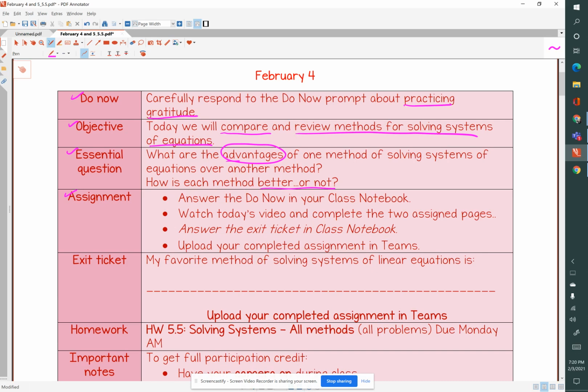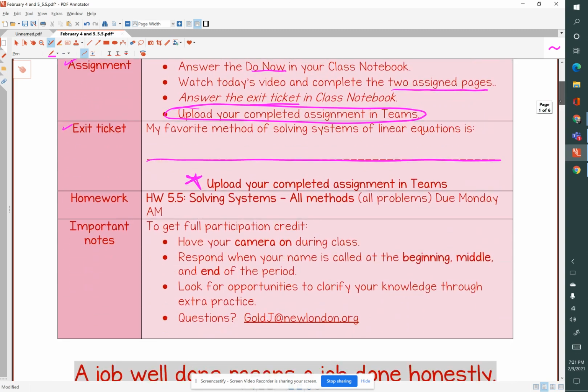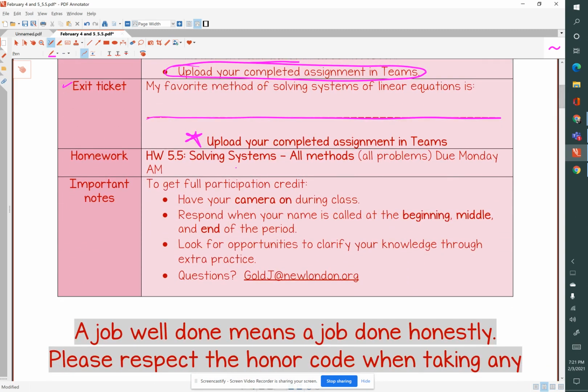Your assignment will be to complete the do now in your class notebook, to watch the video and complete the 2 assigned pages, and answer the exit ticket in class notebook. Make sure you upload your completed assignment in Teams. For your exit ticket, it's very personal today. I want you to insert on this line your favorite method of solving systems of linear equations. And again, reminding you to upload your assignment in Teams. That's your participation credit. For homework, we have homework 5.5, solving systems, all methods, all problems. It's 2 pages, but you have until Monday morning to turn that in at 8 o'clock.